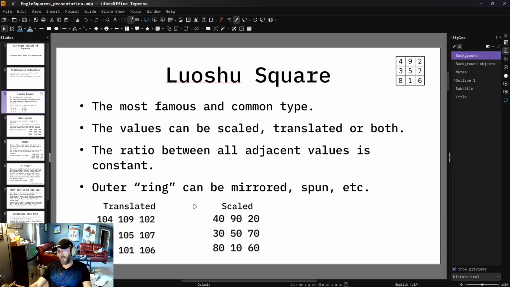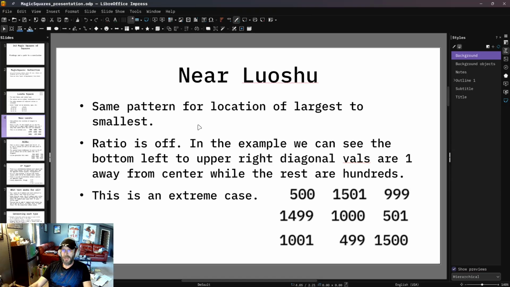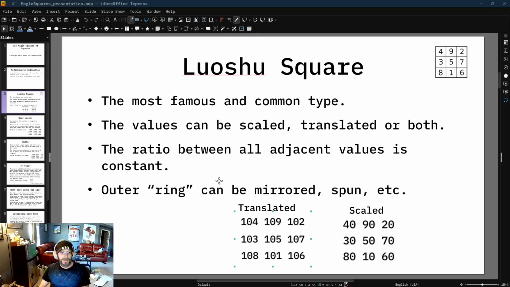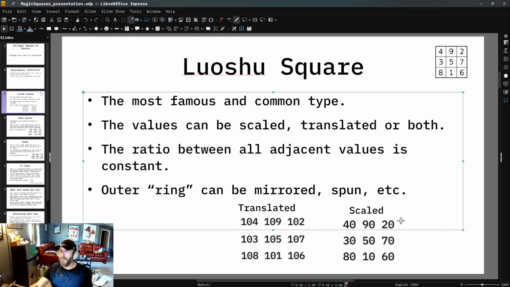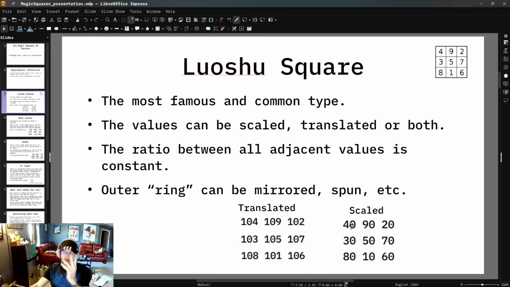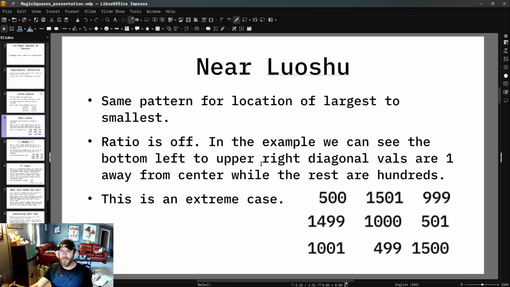So we have our examples at the bottom where we've translated one just by adding 100 to everything, and we've scaled one by multiplying by 10, right? Oh, my bad. I moved this stuff around real quick so that you can actually see what I'm talking about and get maybe a better idea of the translated and scaled. And moving on. So the next type we're going to talk about is the near Loshu.